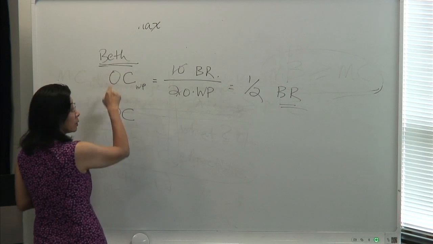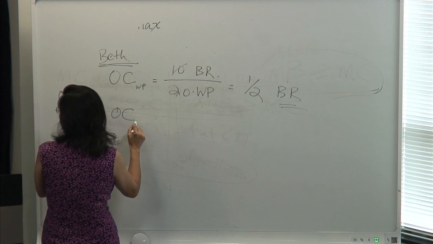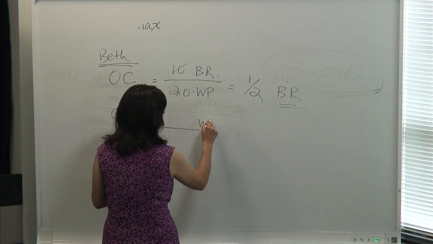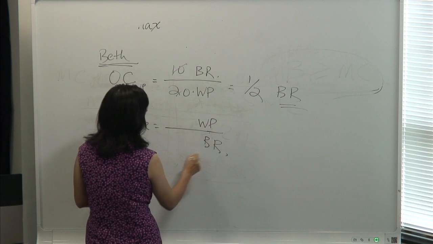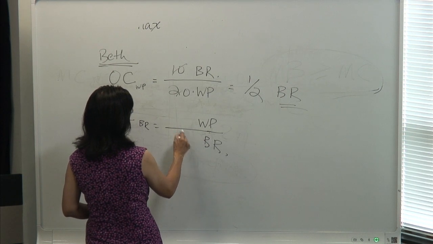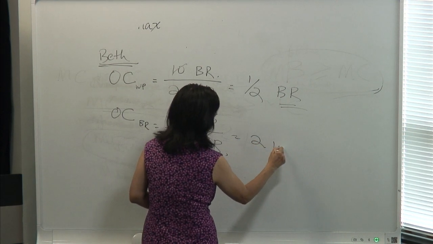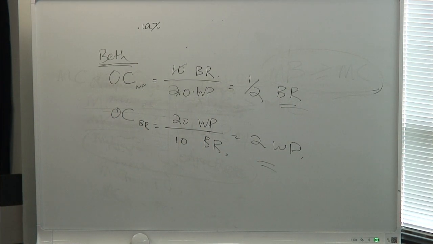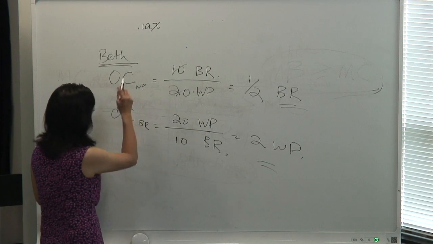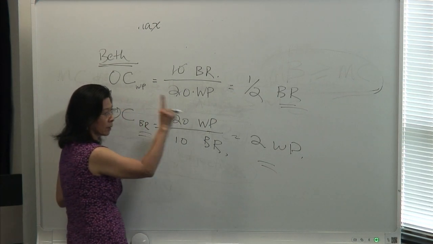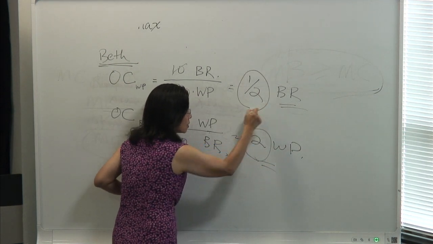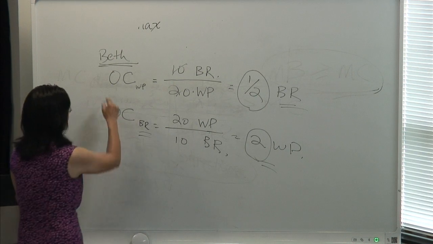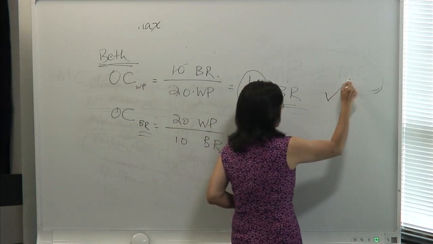The second one, her opportunity cost of bike repair is, again, WP on top, BR at the bottom, and this becomes 10 here, this 20. You got 2 WP. That's the same thing, I'm just using short form, this is in full English. So what this is saying is that her opportunity cost of performing bike repair in terms of web page upgrading is 2. So if you compare 2 and half, which one is lower? Half. So this is the answer, but be careful.